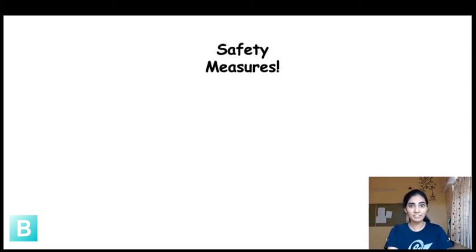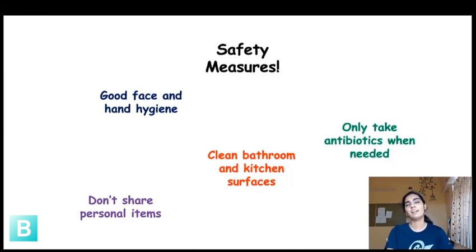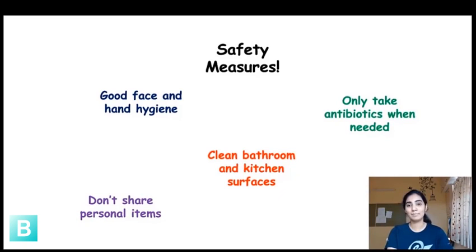Hence, it's imperative to take the safety measures. Have good face and hand hygiene. By now, you must have got the hang of it because of COVID-19. Don't share personal items. Clean bathroom and kitchen surfaces. And last but not the least, please take antibiotics only when they are needed, and when you do, take them as they are instructed.